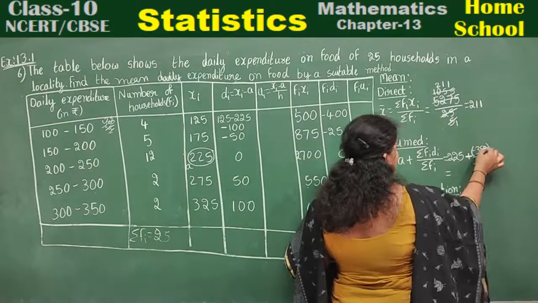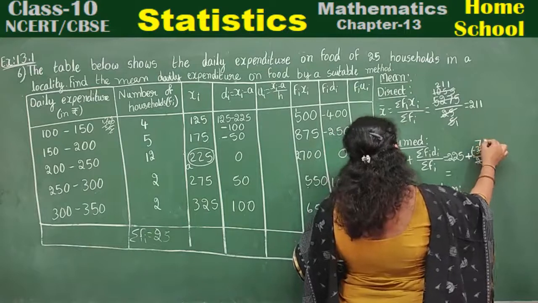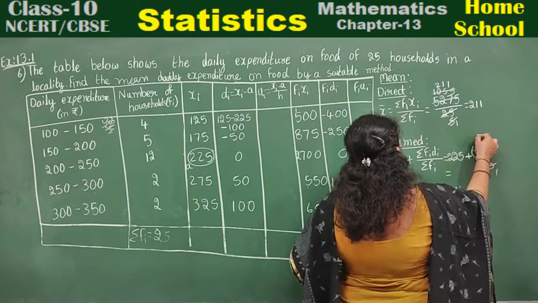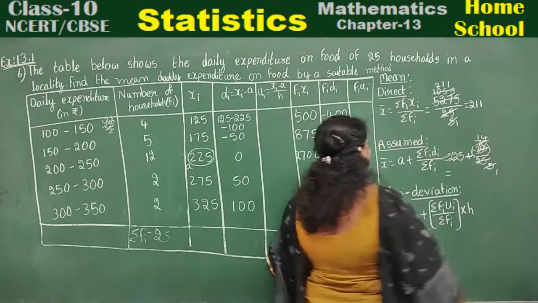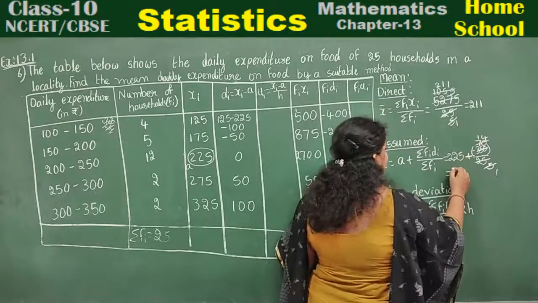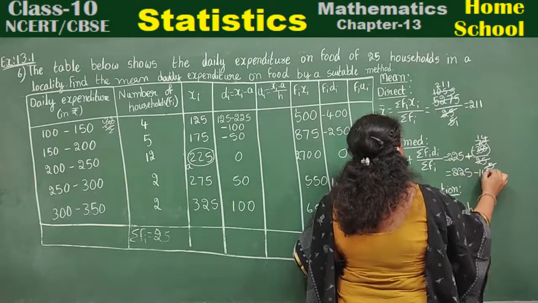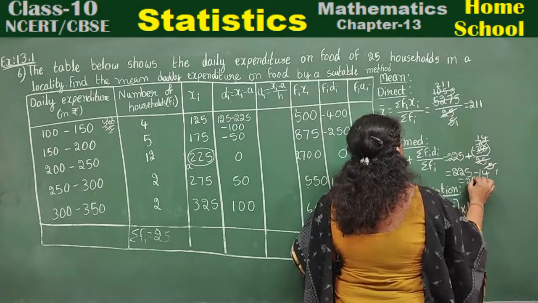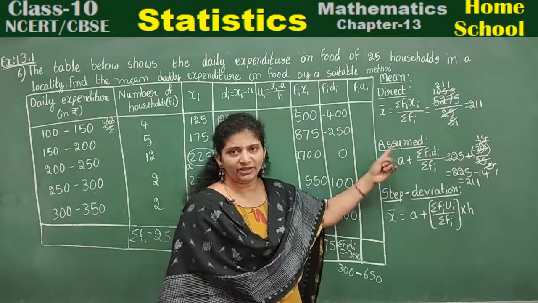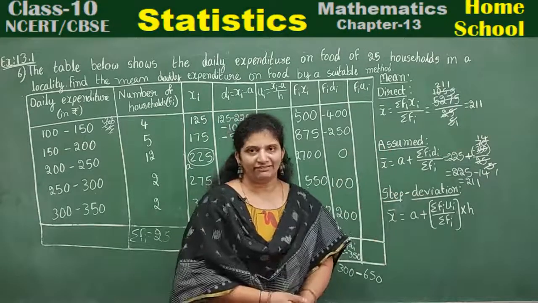5 5s are 25, and this one is 5 7s are 35. 0. 5 1s are 5. 5 1s are 5. 5 4s are 20. Plus into minus, minus. 225 minus 14. It will be 211, is your answer. Mean in direct method you got 211, and in assumed mean method also you got 211.